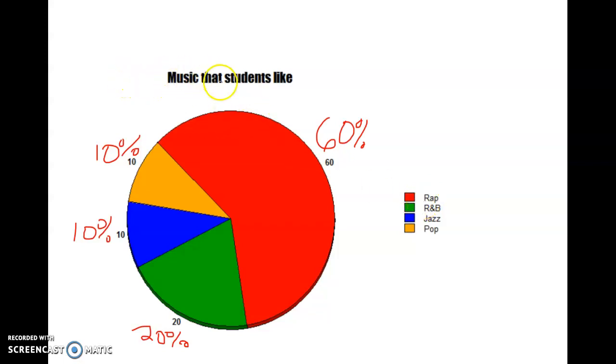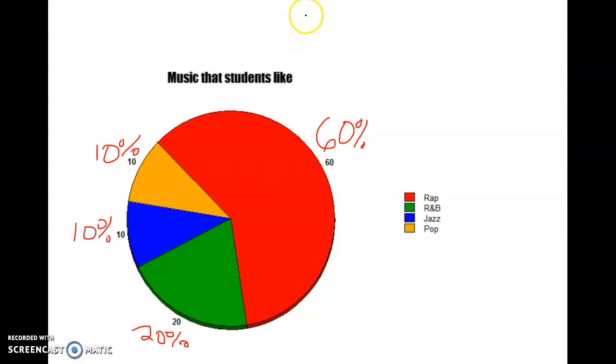60% of students that were surveyed like rap music. That's what this key over here stands for. 10% like pop, 10% like jazz, 20% like R&B. So with these percents, this is not the number of students that like something. This is the percent, or a portion, of the students that chose that kind of music based off of how many students were surveyed. What do I mean?